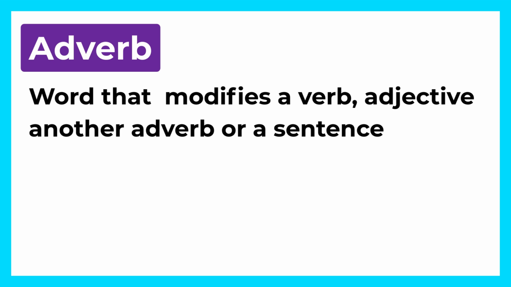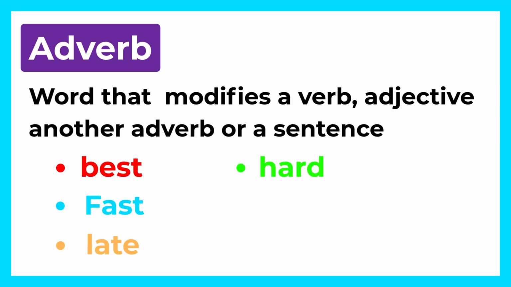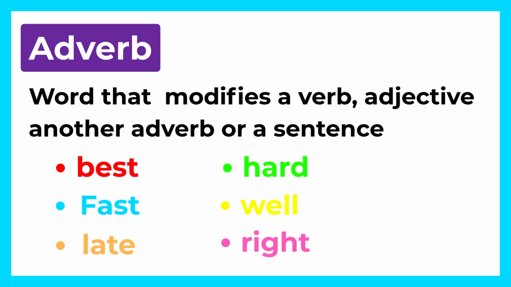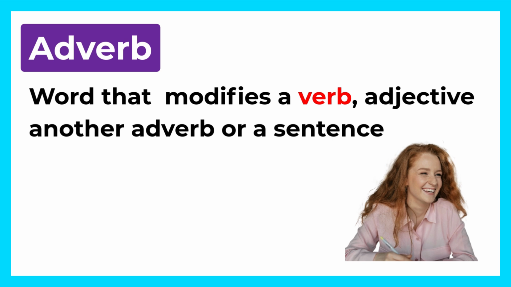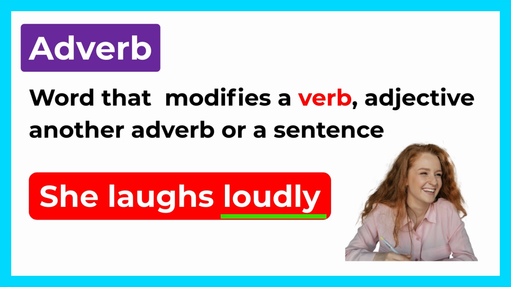However, not all adverbs end in the letters ly. Some take the same forms as the adjectives. For example, fast, late, best, hard, well, right. She laughs loudly. The adverb in this sentence is loudly because it's describing the verb. Remember, a verb is a word that is used to describe an action, state, or occurrence. The adverb in this sentence is describing how the girl laughs.